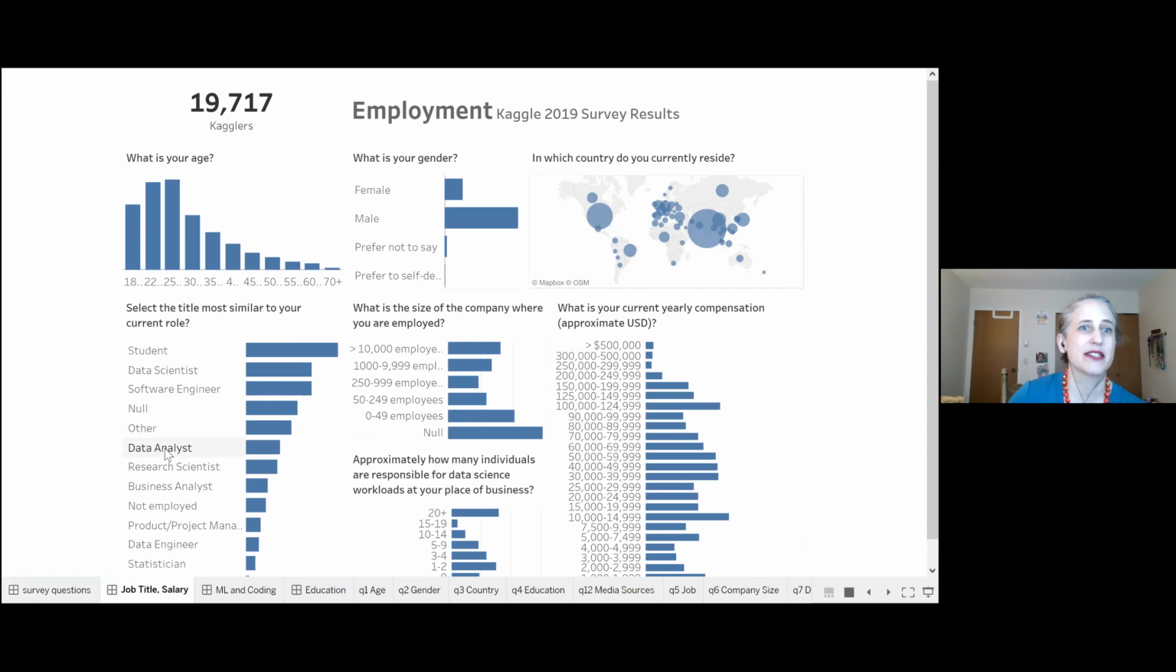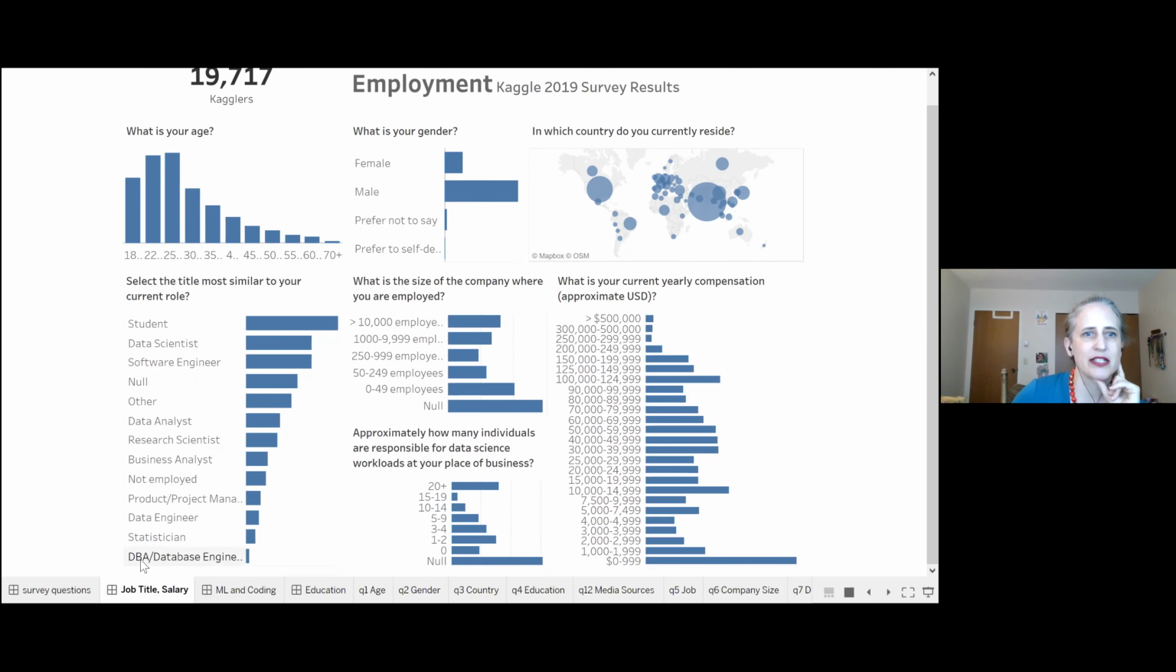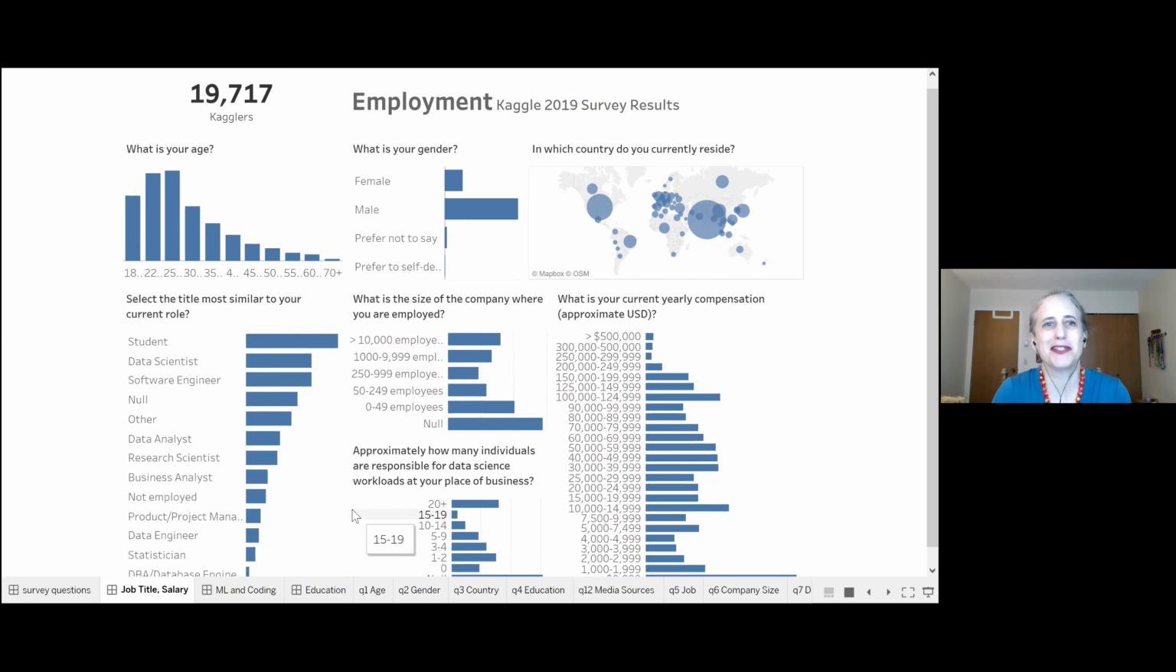Data analyst is something different from a data scientist. A research scientist is something different from a data scientist. Business analyst. Of course, we have the people who said something else, people who did not answer, and people who are not employed. Product or project managers, data engineers, statisticians, and database engineers who are different from data engineers. So, to come back to your comment, Alexei, it's those categories.